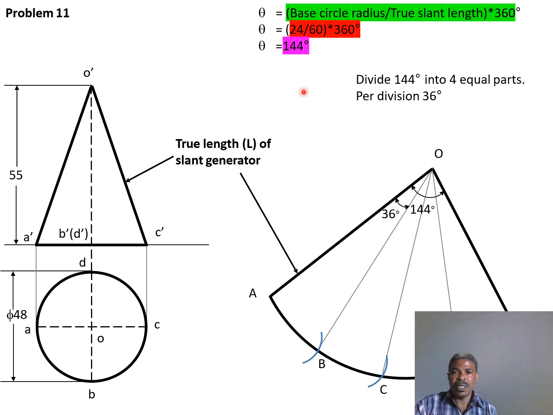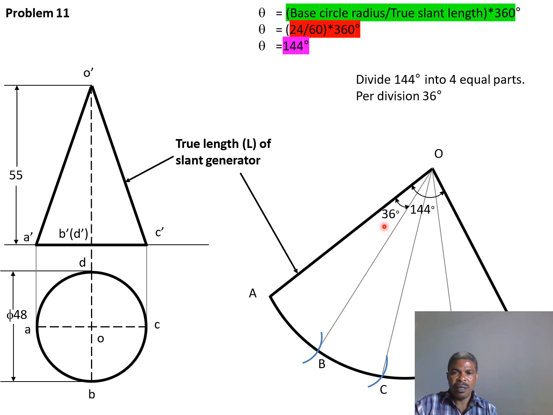144 degrees. This is the case. But remember, we had 4 sides: 1, 2, 3, 4. The 4 sides are to be indicated here. Then you can divide the angle obtained by the number of sides you have. For example, here dividing 144 by 4, you get 36 for each.